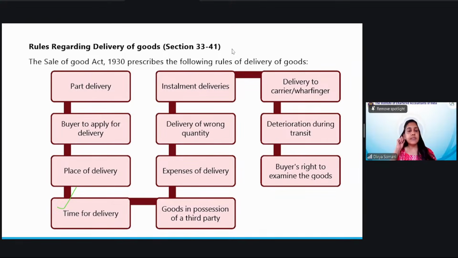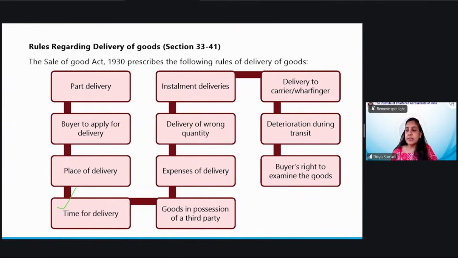I hope my screen is visible. So, these are the rules regarding delivery of goods. So, how the delivery has to take place, what if there is a short delivery, what if there is wrong delivery, what will happen in those circumstances. So all that we will be discussing in this particular topic. Okay, so let us start the topic.